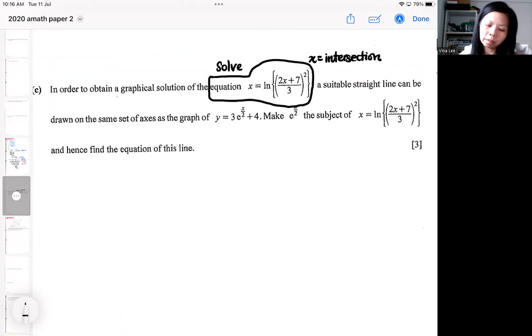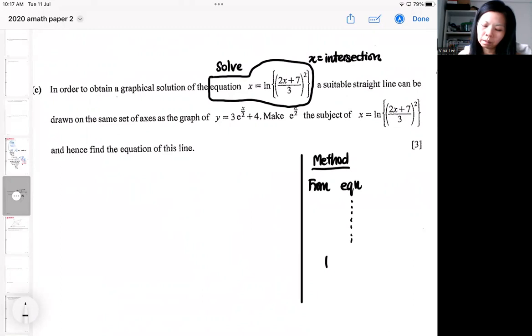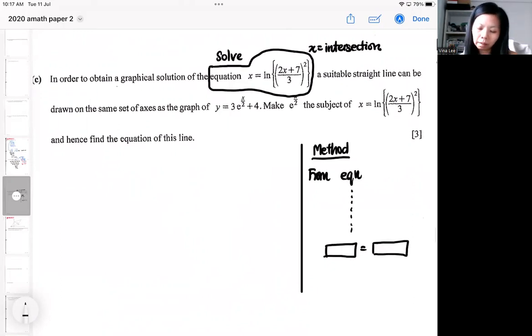So in a general idea, in a very big idea, the method will be from the equation that you would like to solve. You are going to manipulate until you get two graphs equal to each other, and then that will be the intersection of the two graphs.